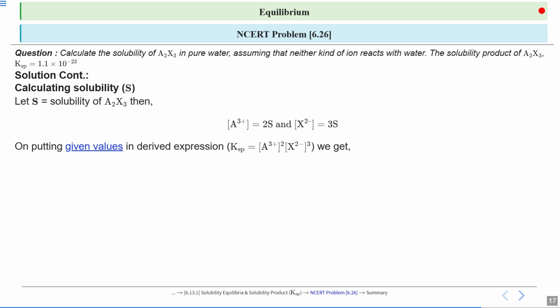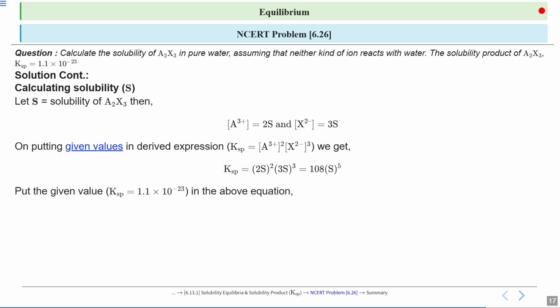Further, on putting the values, what will we get? The Ksp will be (2S)^2 (3S)^3. So that is very clear, because A3+ has a subscript 2, so we will raise it to the power 2 as well. So we have to multiply the S with 2 and raise to the power 2. Similarly, S is multiplied by 3 and raised to the power 3. So finally, we got 108 multiplied by S raised to the power 5.